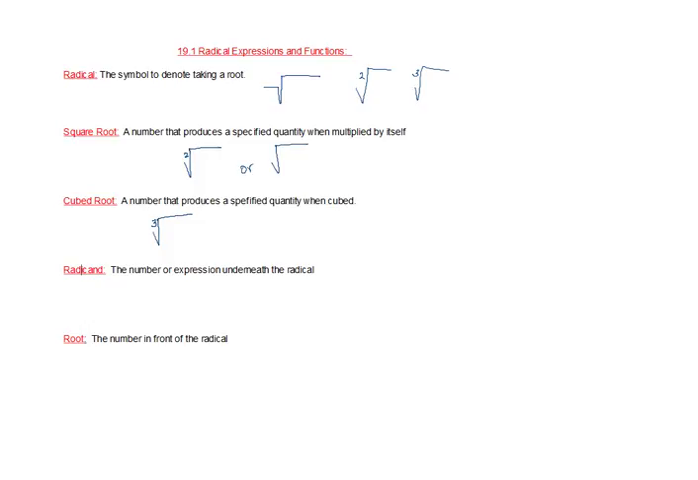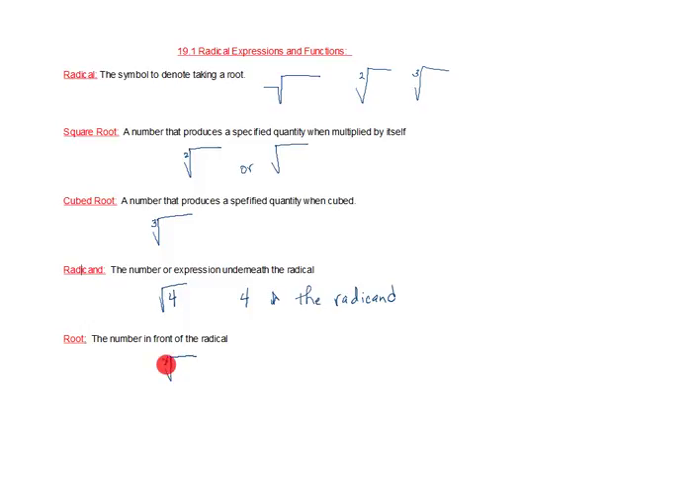The radicand, that's a number or expression underneath the radical. So if we were to have the square root of 4, the 4 would be the radicand. And the root is a number in front of the radical. I'll show a little example here, it would be where the x is. Sometimes it'll be 3, 4, 5, 6, just whatever root we're taking.